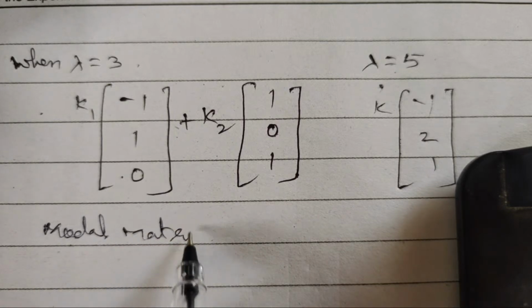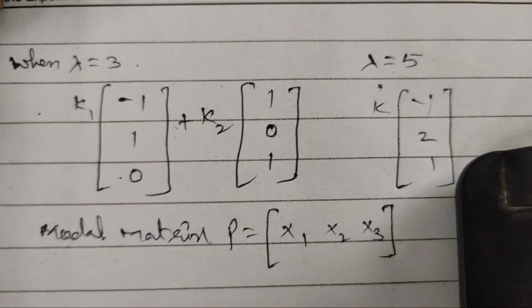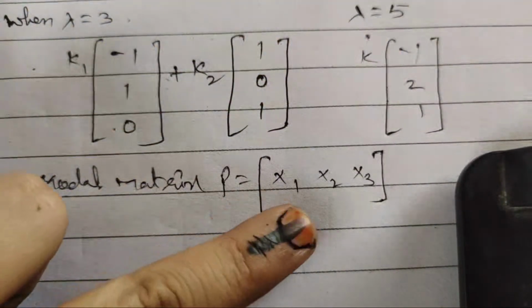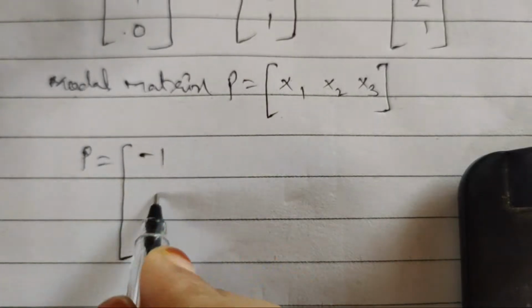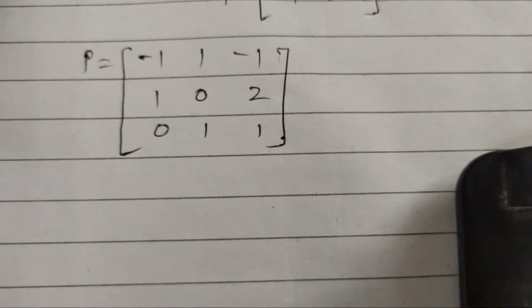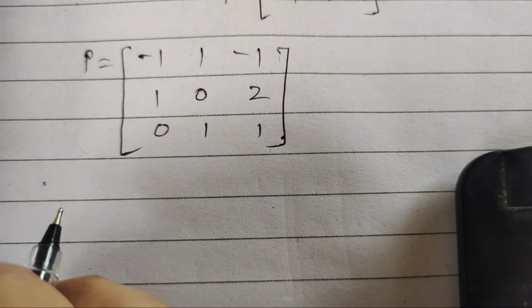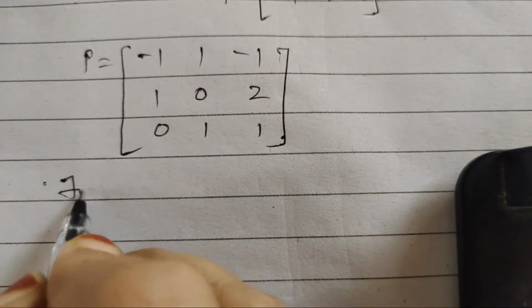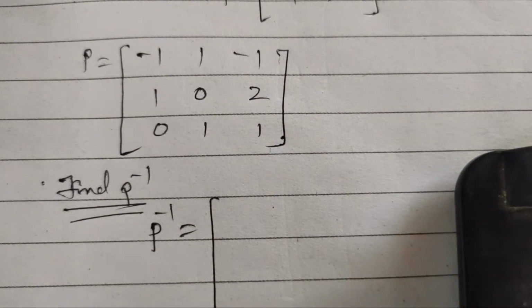So your model matrix P equals x1, x2, x3. As they are, you have to put them in here. So P equals minus 1, 1, 0, 1, 0, 1, minus 1, 2 and 1. Next, 3 steps are completed. After that, we are going to find P inverse. With the help of a calculator you can find it, or by using the inverse method, or by adjoint A by det A. Directly I am writing P inverse using the calculator.